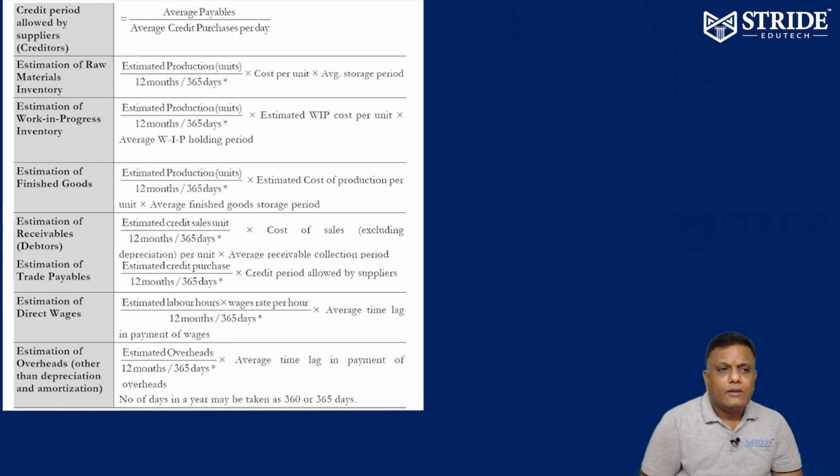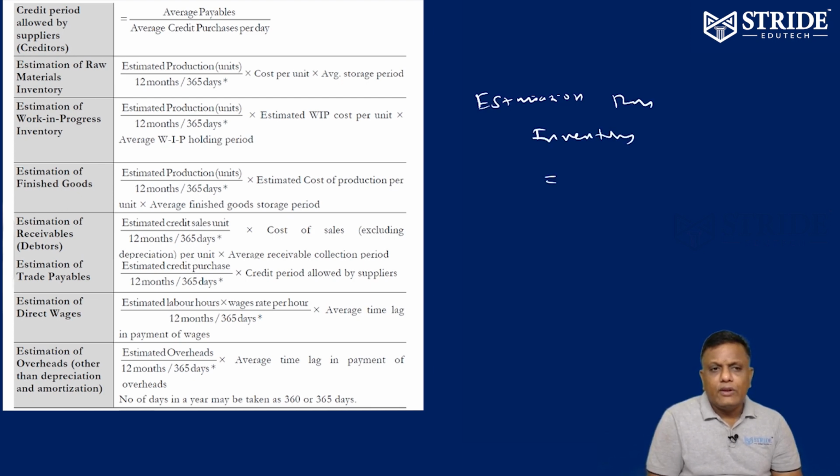Next, estimation of raw material inventory. Estimation of raw material inventory is equivalent to how many units you produced, production units, by either 12 months or 365 days, into cost per unit, into average storage period.